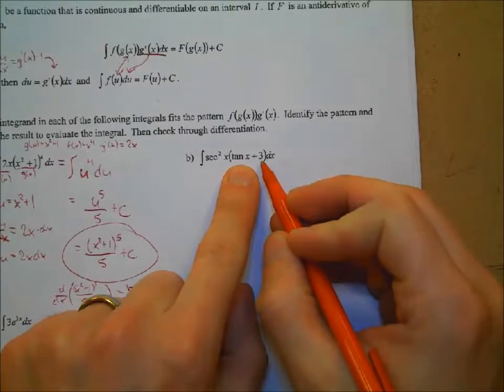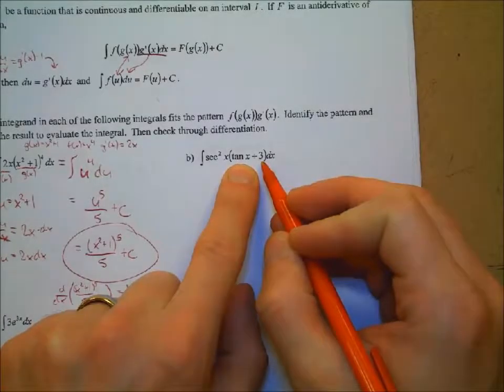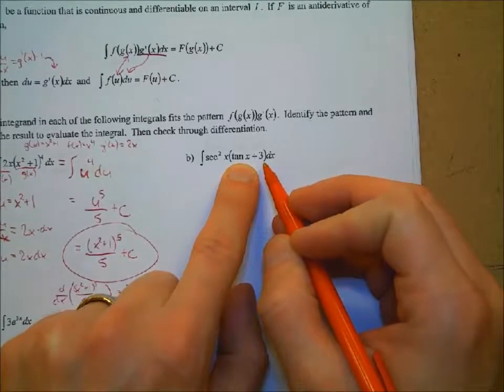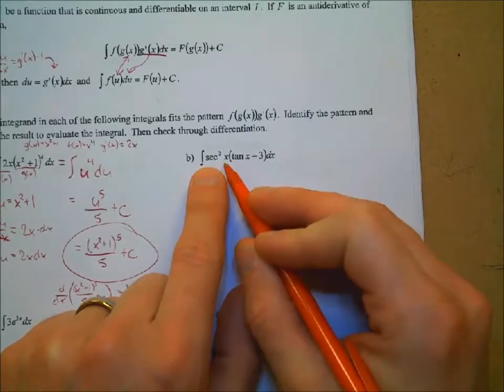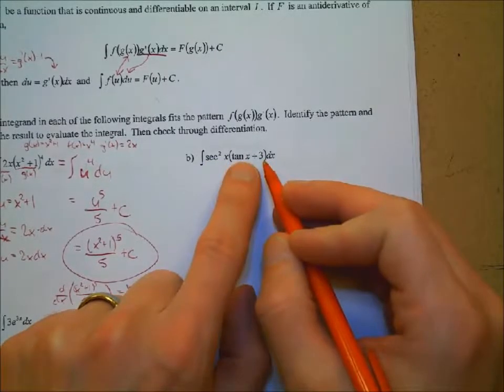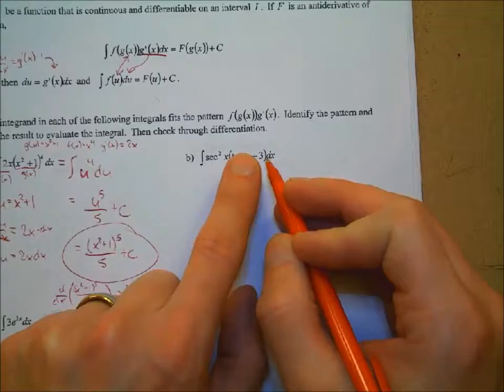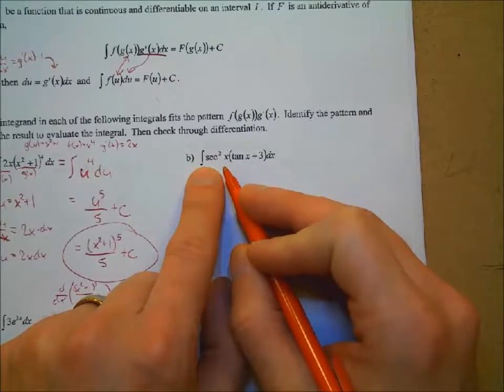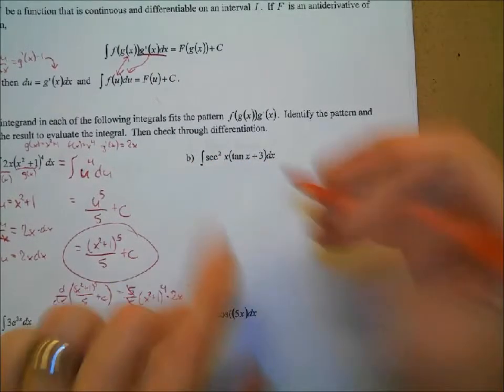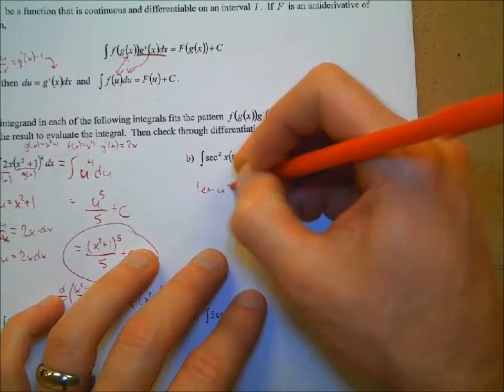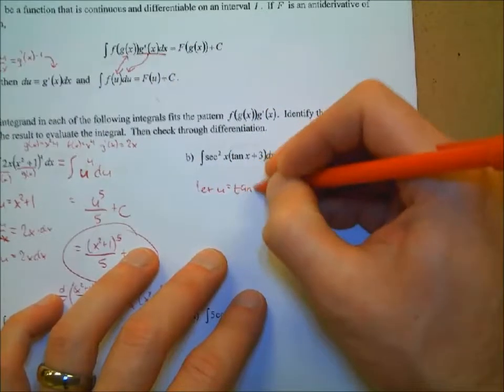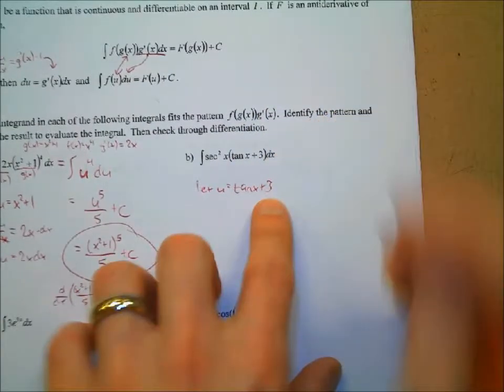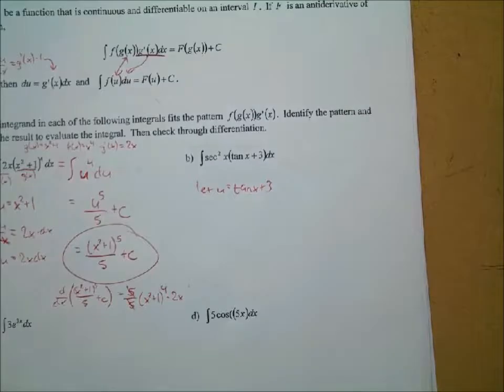How can we know we're on the right track there? Well, what's the derivative of tangent? Secant squared. There it is, okay? So you're on the right track for picking the u when you take its derivative and you end up with the other part of your integral here. So let's let u equal tangent of x plus 3. And Bryce, good job on also saying the plus 3 there. We do want to include that plus 3 as well, okay?